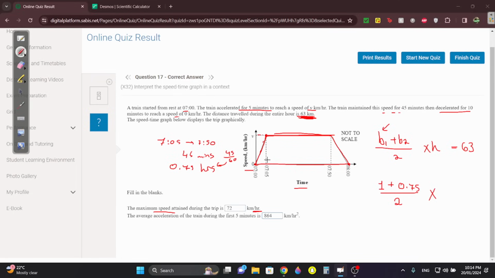What's the height here? The height in this case would be the velocity. The height is the speed, so if you find the height, you find the speed. Let's keep it as h, equals 63. 1 plus 0.75 is 1.75, divided by 2, times the height equals 63. Then the height equals 63 divided by 1.75 over 2. Why divide? Because here you're multiplying, on the other side you divide. And you get h equals 72.